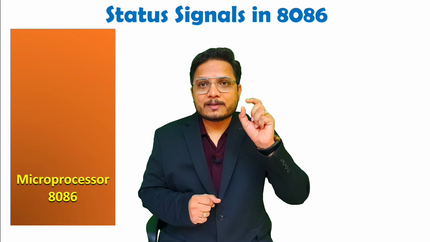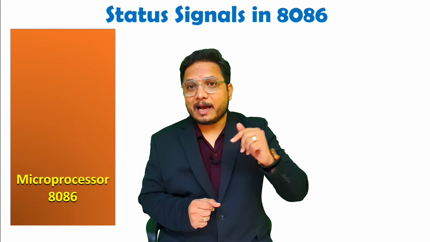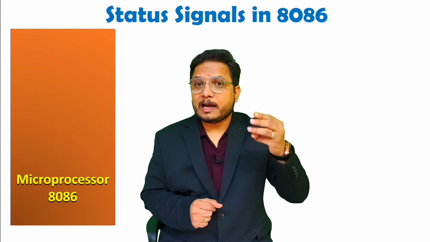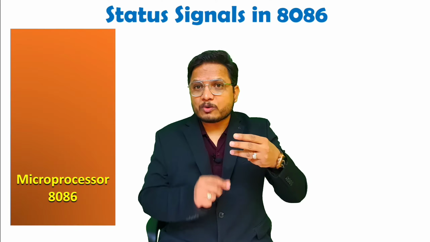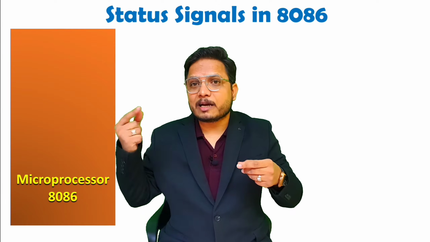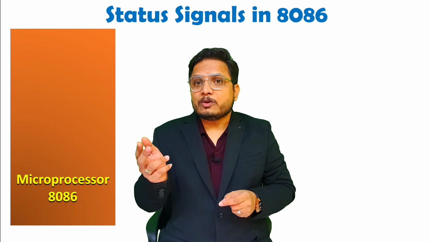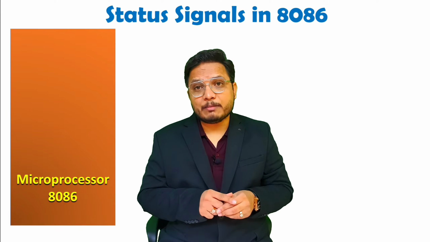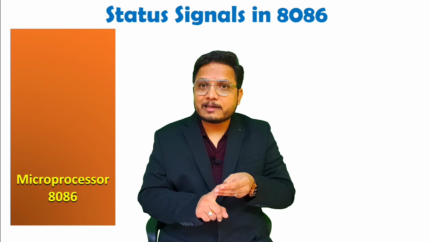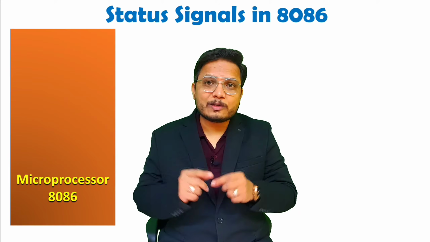You should know, my dear students, in minimum mode control signals are directly given by 8086, and in maximum mode status signals will be available with 8086. Using status signals, we give them to the bus controller IC, and the bus controller IC will generate control signals. So in minimum mode 8086 will directly generate those control signals, and in maximum mode 8086 will give status signals, and based on status signals the 8288 bus controller will generate control signals.